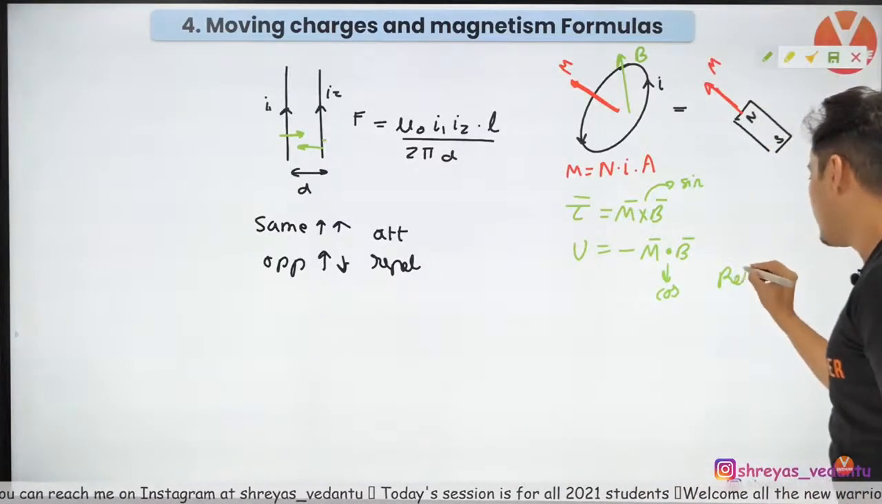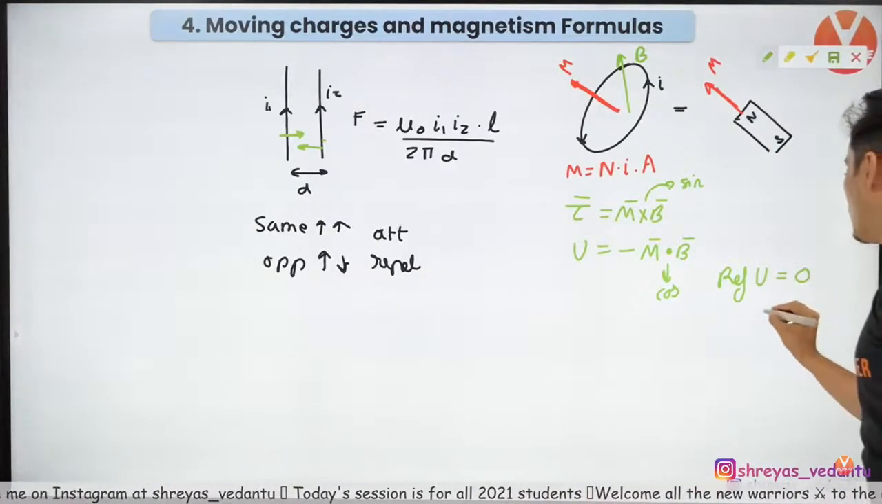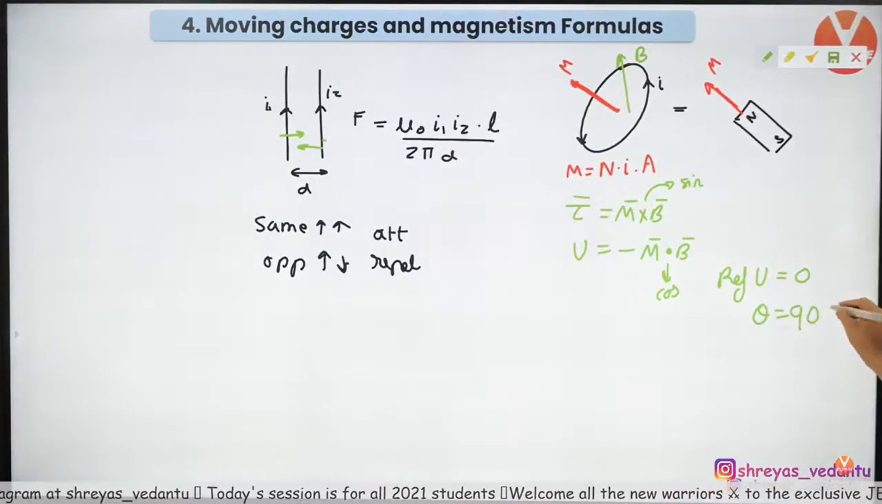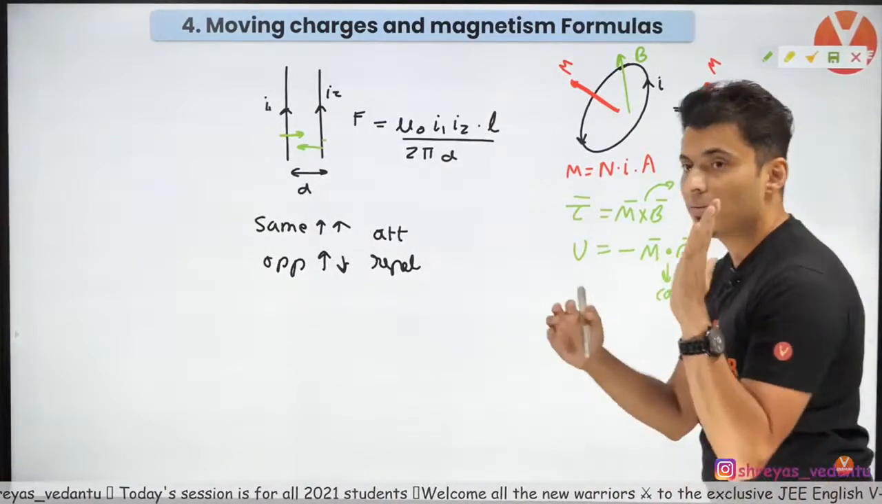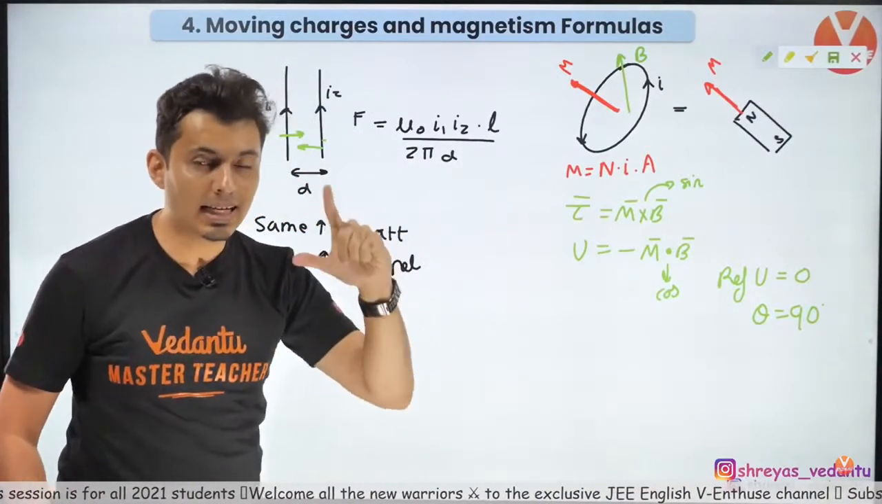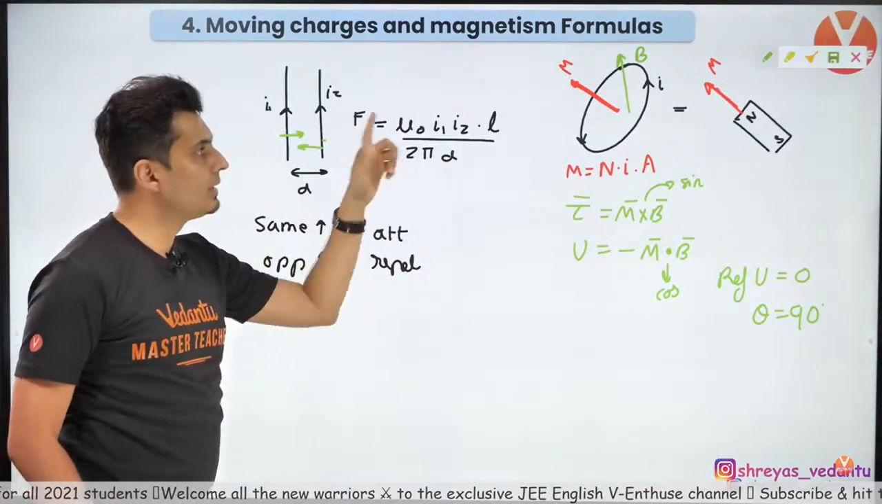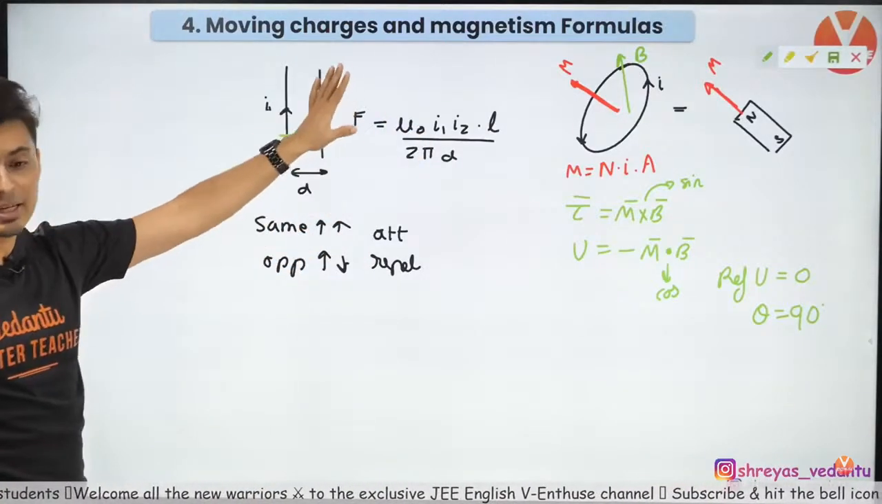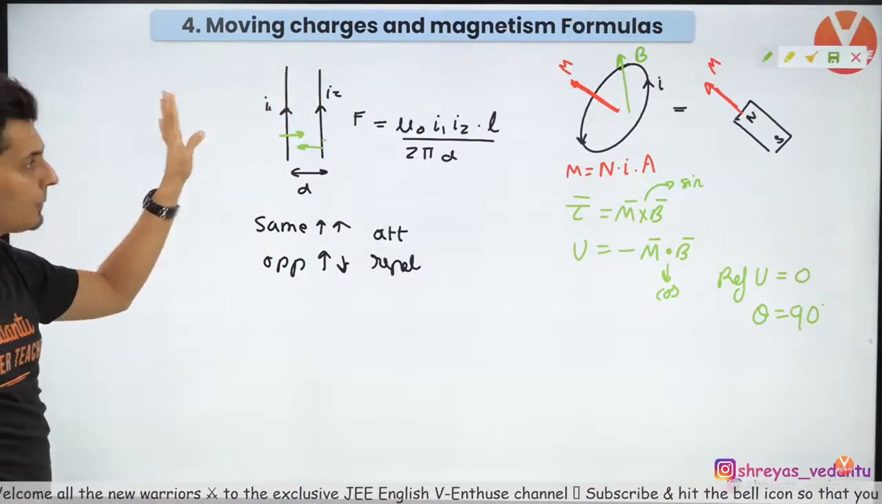And remember, the reference energy is 0 when theta is 90, because cos 90 is 0. So you always measure energy when the angle made by that magnetic moment is 90 degrees with respect to the field. Keep this in mind. These are all very, very important formulas which you should know.